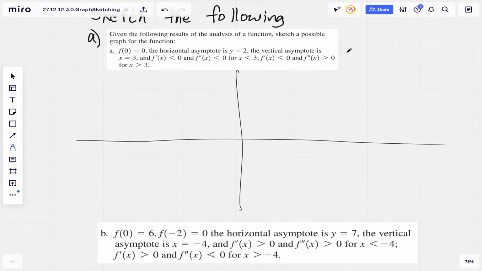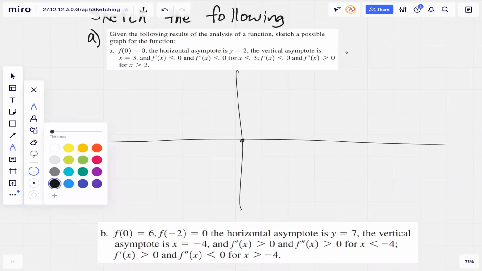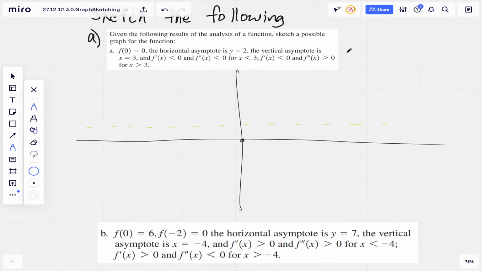So we know f at 0 is 0. Put that in. Then we have a horizontal asymptote when y equals 2, so let's draw in our horizontal asymptote. Let's use a different color. This funny green here is light green. So y equals 2, that's our horizontal asymptote. We have a vertical asymptote when x equals 3, so let's put that here. All right, so we've got our asymptotes.